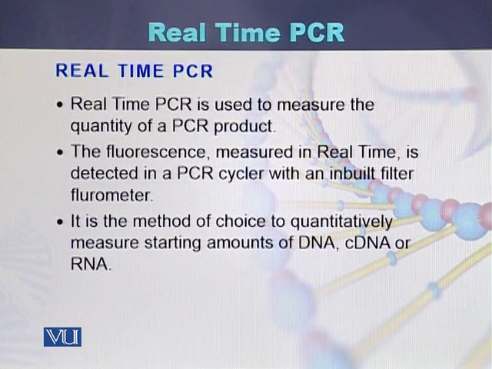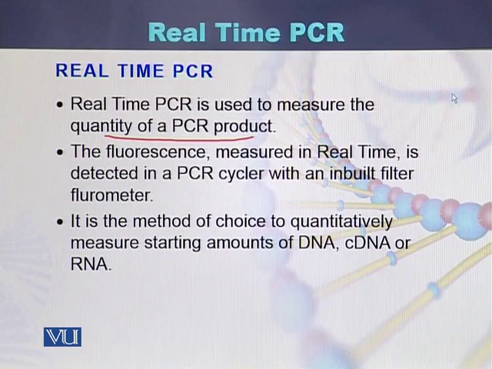Real-time PCR is used to measure the quantity of a PCR product. The fluorescence is measured in real time, and is detected in a PCR cycler with an inbuilt filter fluorometer. So there is a fluorometer present in the PCR cycler. With the help of that fluorometer, fluorescence is measured.